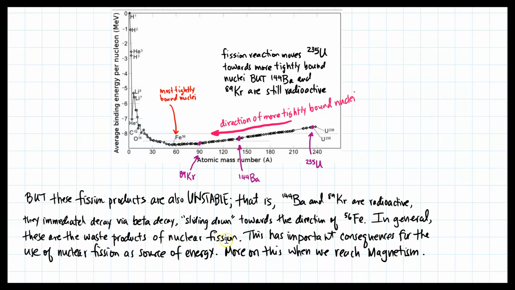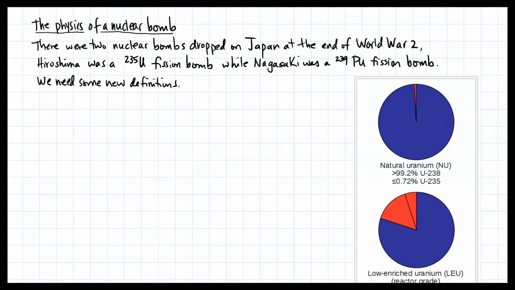This has important consequences for the use of nuclear fission as an energy source. More on this when we reach the topic of magnetism. The physics of a nuclear bomb. There were 2 nuclear bombs dropped on Japan at the end of World War II. Hiroshima was a uranium-235 fission bomb, while Nagasaki had a plutonium-239 fission bomb.